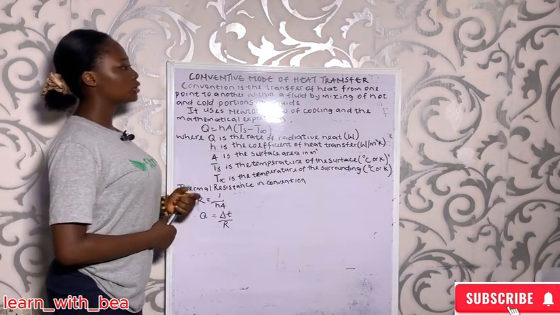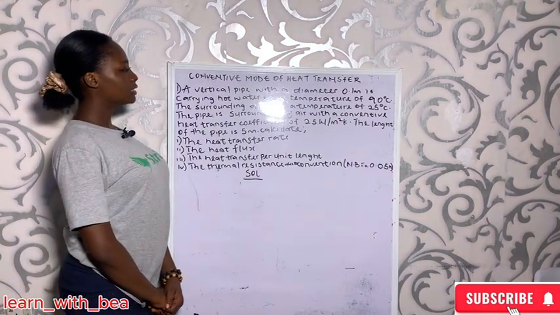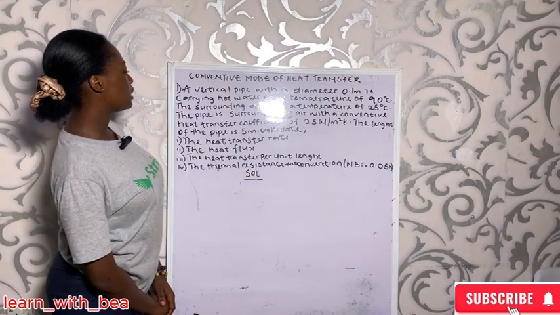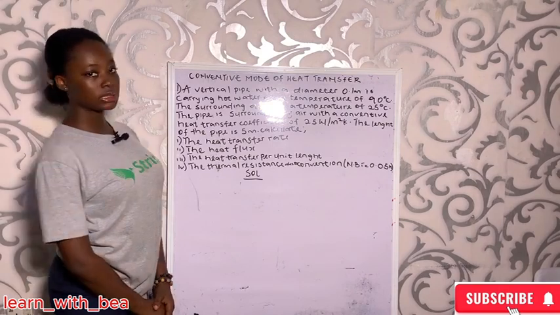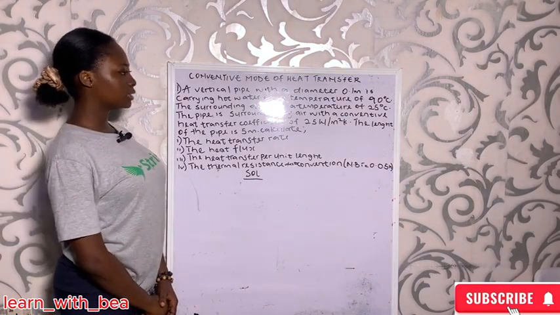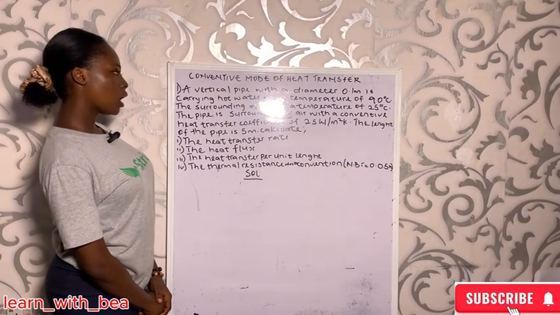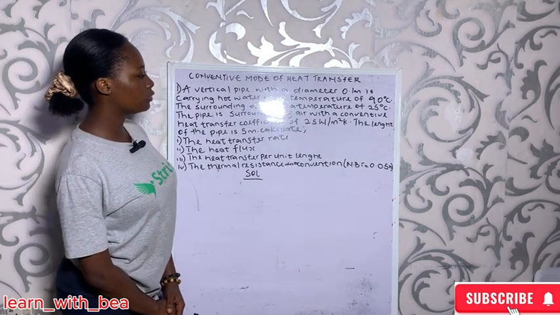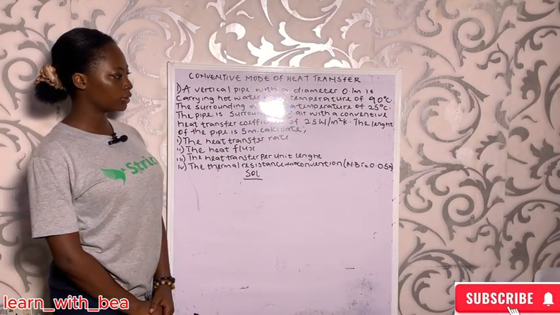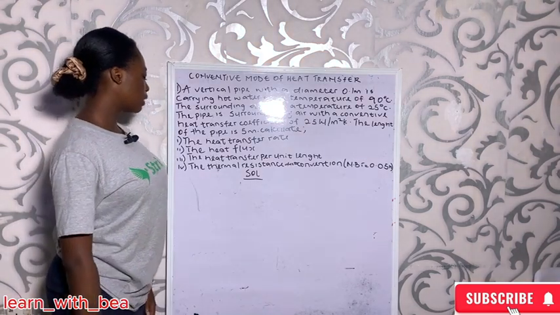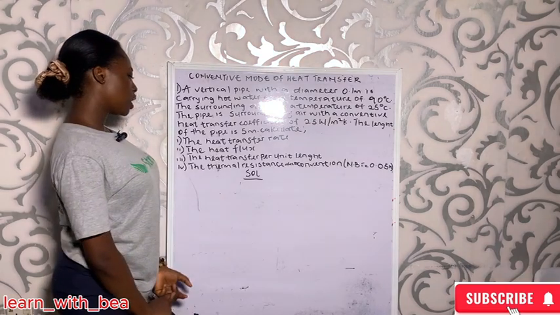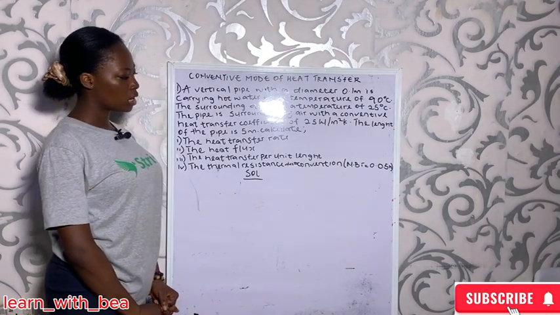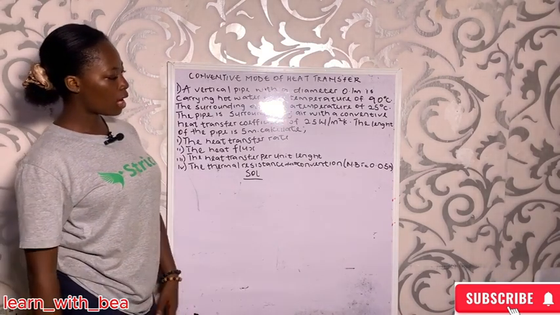So let's get right into our first question. A vertical pipe with a diameter of 0.1 meter is carrying hot water at a temperature of 90 degrees C. The surrounding air is at a temperature of 25 degrees C. The pipe is surrounded by air with a convective heat transfer coefficient of 25 watts per meter square Kelvin. The length of the pipe is 5 meter. Calculate: 1. The heat transfer rate. 2. The heat flux. 3. The heat transfer per unit length. And 4. The thermal resistance due to convection. And they said our R is 0.05.